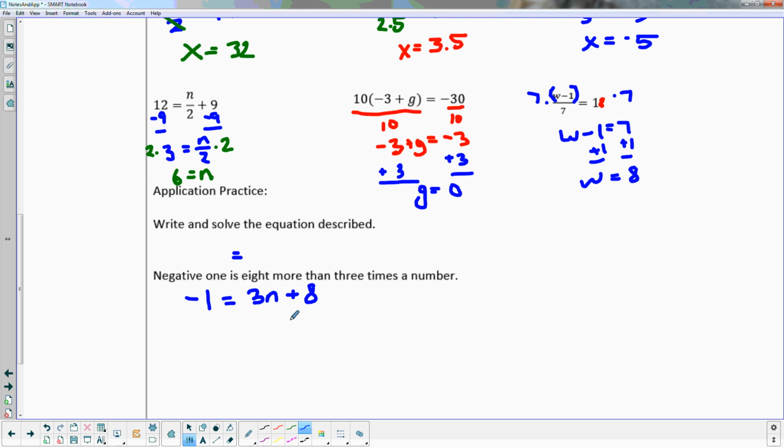So here we start as far away from the n as we can, so we'll subtract 8 from both sides. And negative 1 minus 8 is negative 9. And then we have 3n on this side. Those cancel out. And then we'll divide by 3 on both sides. And we get that n is equal to negative 9 divided by 3 is negative 3.